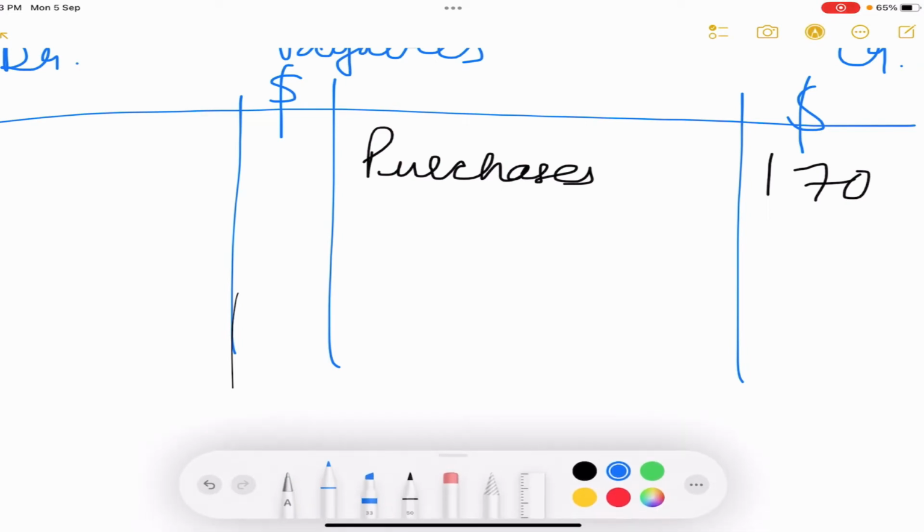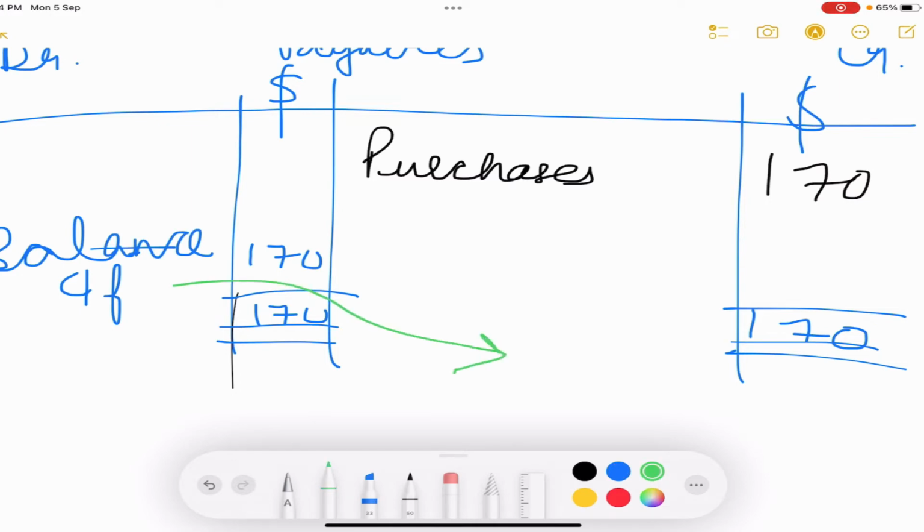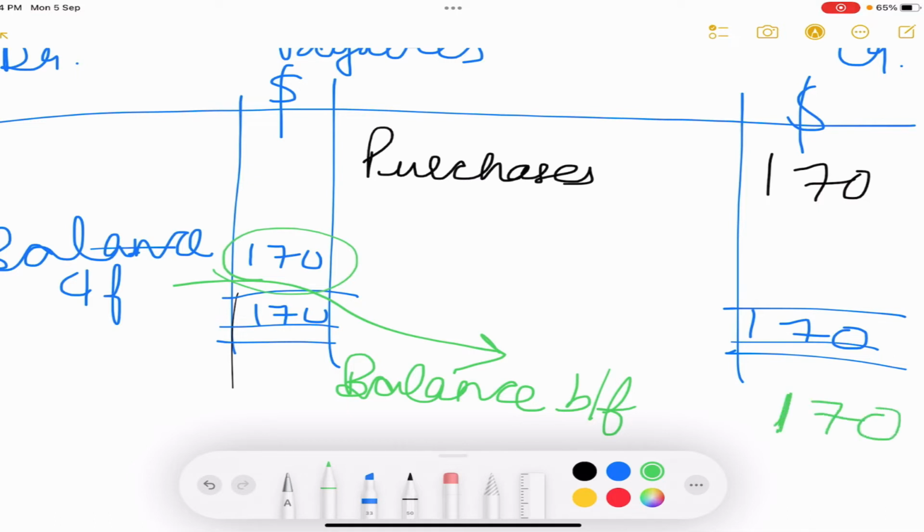So if I have to balance this, I'm gonna write balance CF, and that will be 170. So then the total gets matched. After that, I need to bring the balance diagonally to this side and write balance brought forward, which is nothing but this 170. So why are we doing this?